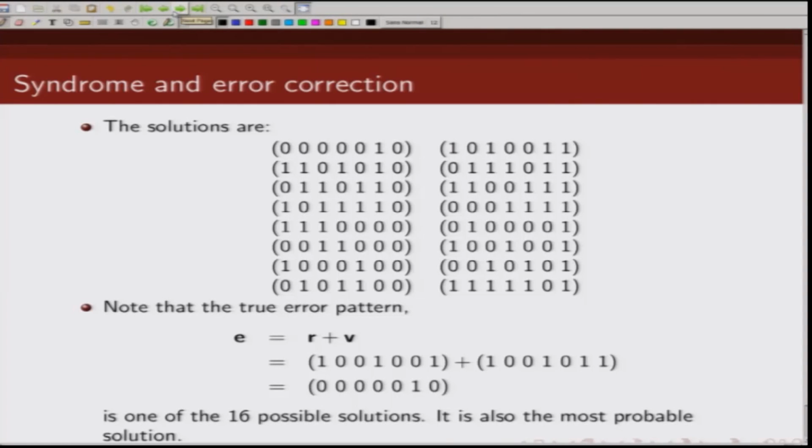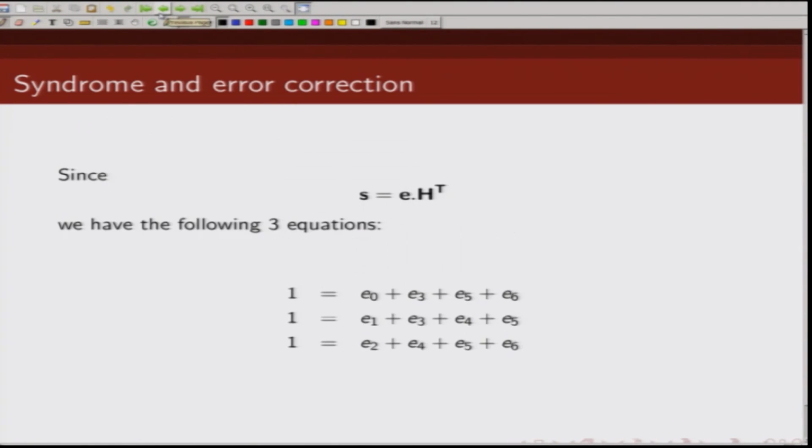So, to recap, when we want to do error correction, what do we need to do? We need to solve these syndrome equations, and there are n minus k equations, but there will be n unknowns. So, this will have 2^k solutions, and we will have to pick the most probable solution from this set of 2^k solutions.